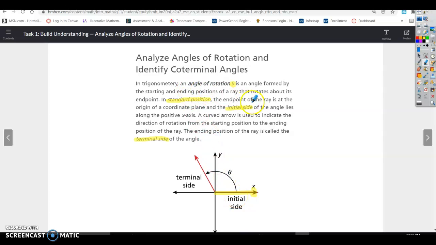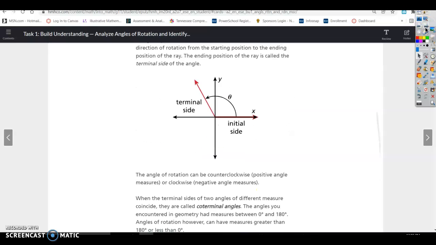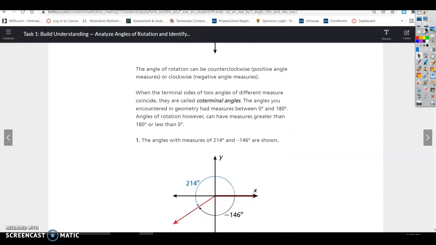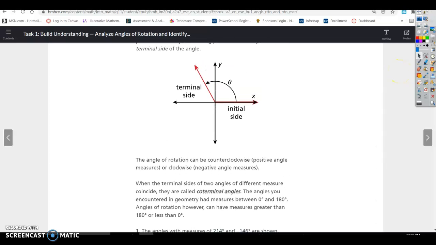All right, so we're going to be talking about angles of rotation. The angle of rotation can be counterclockwise, positive angle measures, or clockwise, negative angle measures. All right, so let's look at this again.